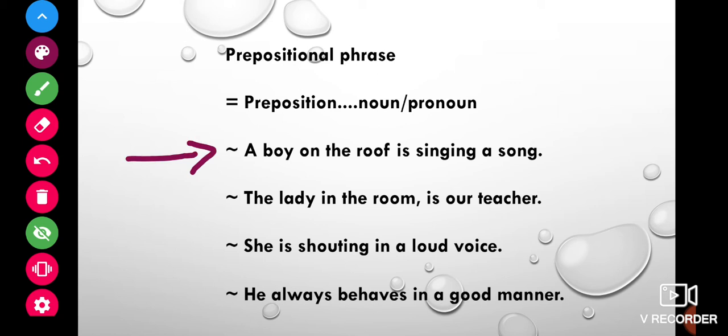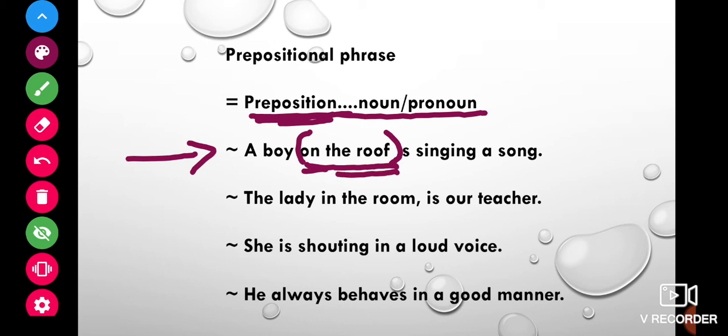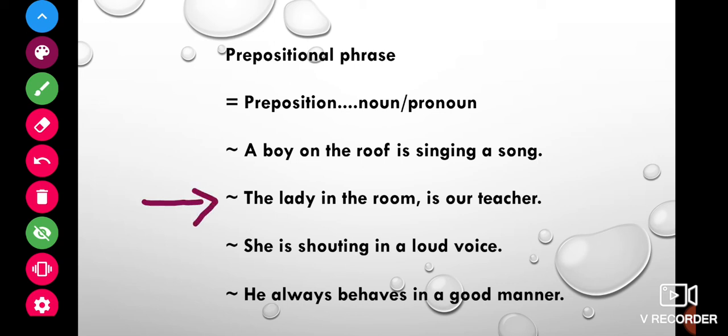A boy on the roof is singing a song. Now first let us find the preposition. So here the preposition is on. So prepositional phrase starts with preposition and ends with noun or pronoun. So in this sentence, on the roof is a prepositional phrase because the roof is the noun and on is the preposition. Let us see the next example.